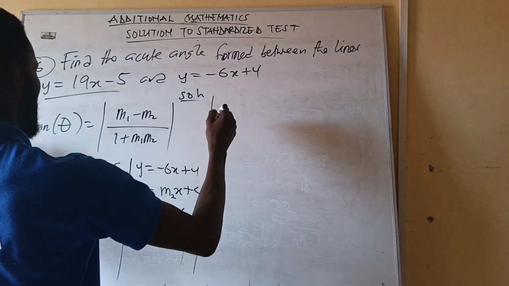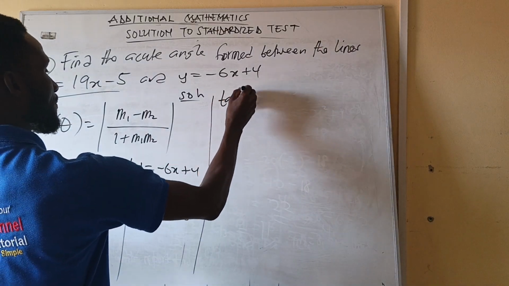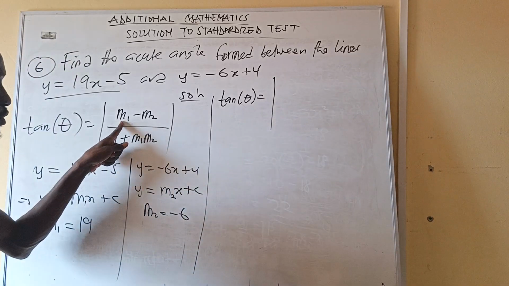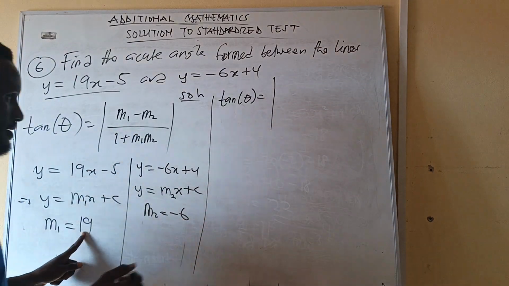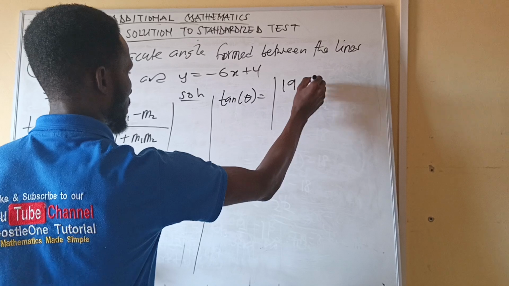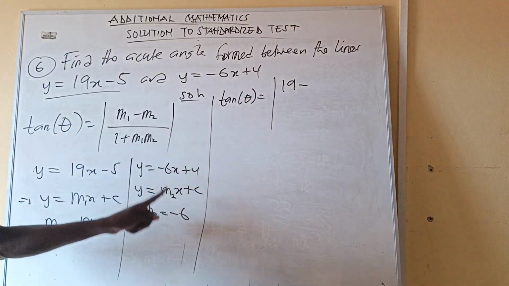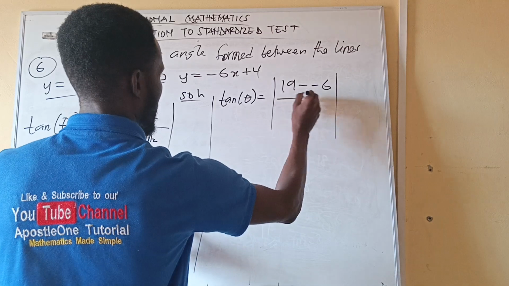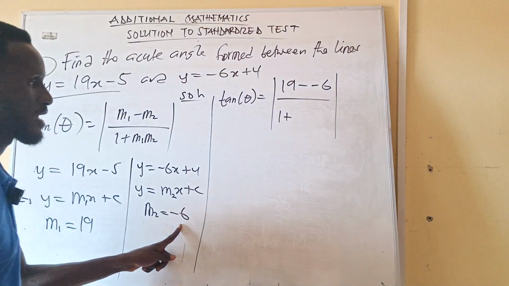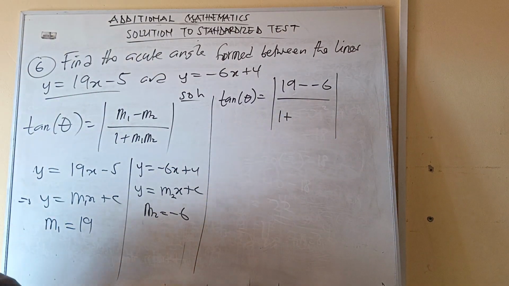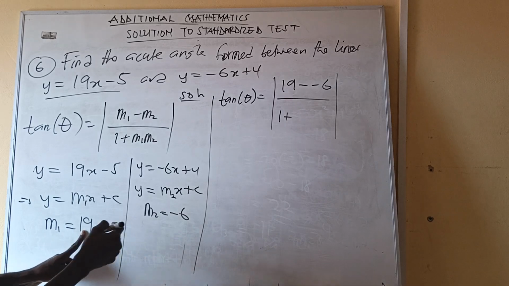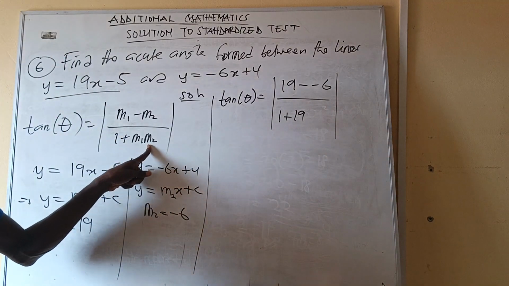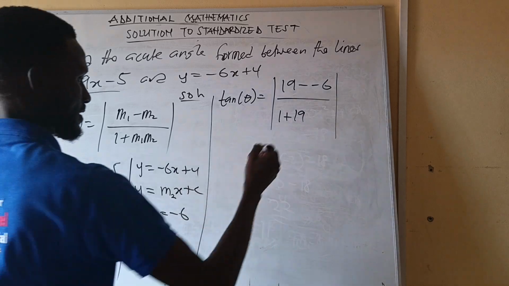The next thing is to substitute into this formula. The formula is tan theta is equal to the absolute value of m1, which is 19, minus m2, and don't forget m2 is negative 6, divided by 1 plus m1 times m2. So m1 is 19, multiplied by m2, which is negative 6.